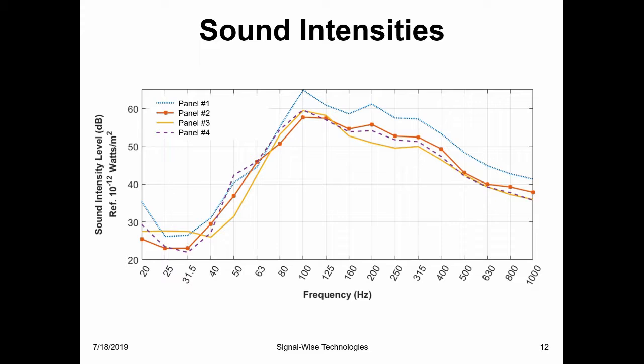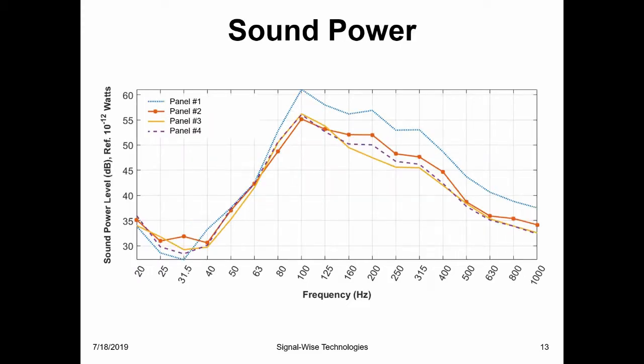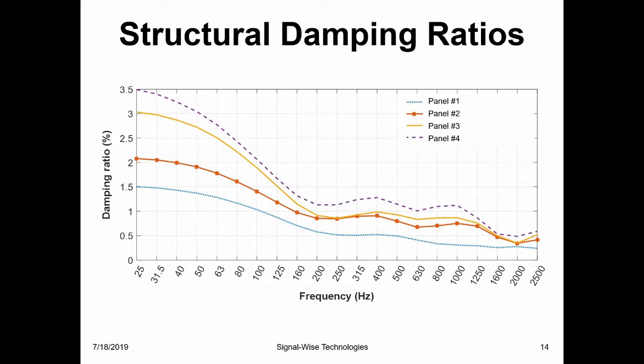Next, we reconstruct the spatially averaged normal surface acoustic intensity spectra for these 4 panels. These results will indicate the performances of sound transmissions through these panels. Once the normal surface acoustic intensity is reconstructed, we can calculate the time average acoustic power and determine STL values for each panel. We can calculate the dimensionless structure damping ratio of each panel as well.